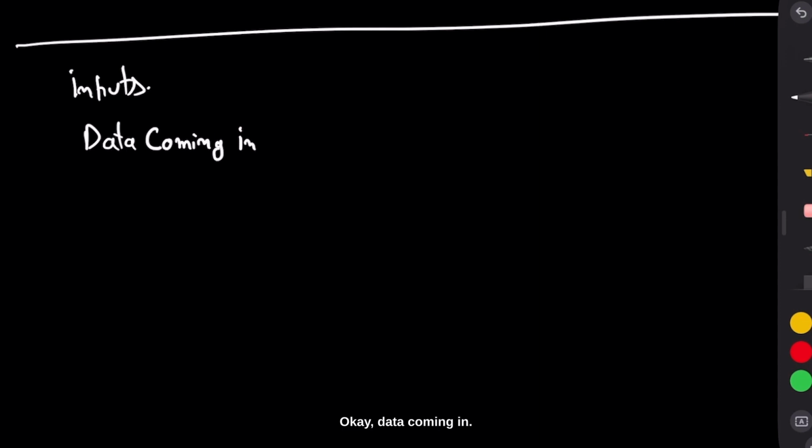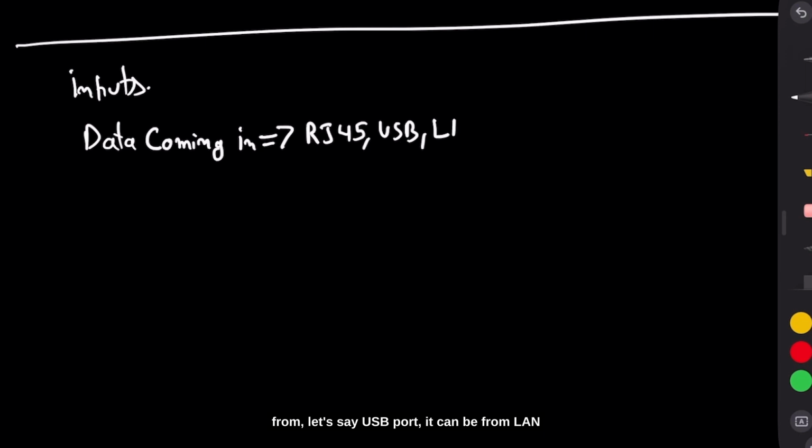Data coming in. Now when I say data coming in, it can be from an Ethernet port, so RJ45. It can be from, let's say, a USB port. It can be from LAN. LAN is actually RJ45 only, which I should mention. LAN is basically local area network. You can also have WLAN, which is wireless local area network, which means you're basically connected to the internet.